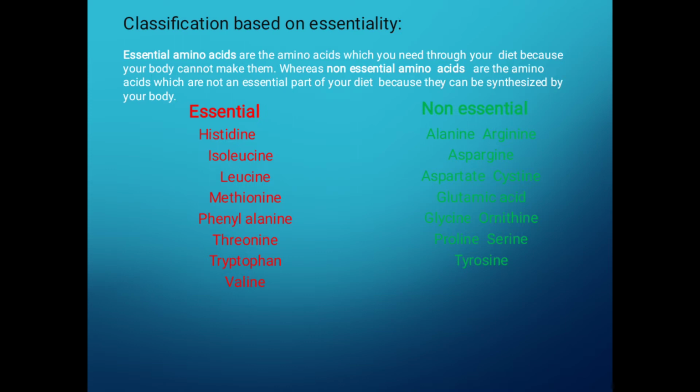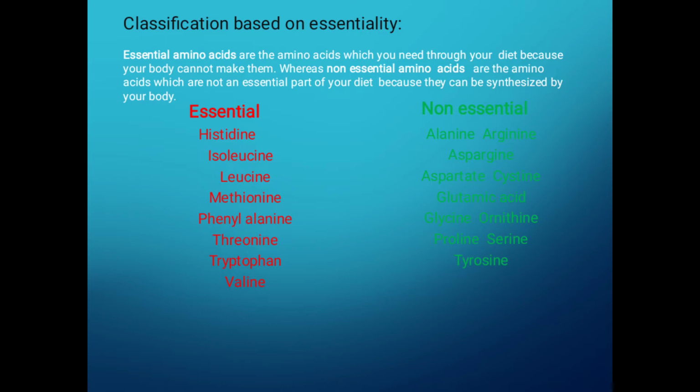So what is the next? Non-essential amino acids are the amino acids which are not an essential part of your diet because they can be synthesized by your body. So now I hope you understand the difference between essential and non-essential. The next one is examples of essential and non-essential amino acids.